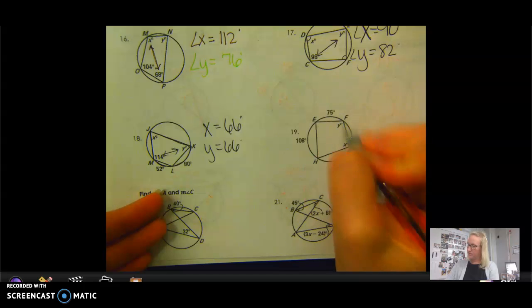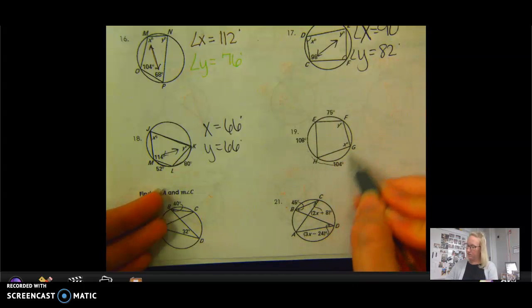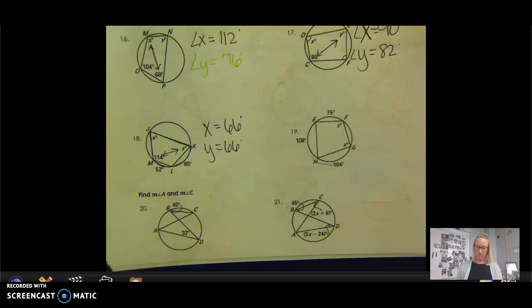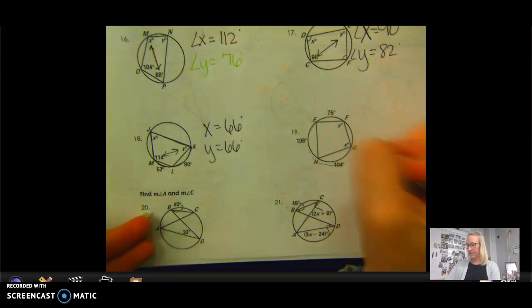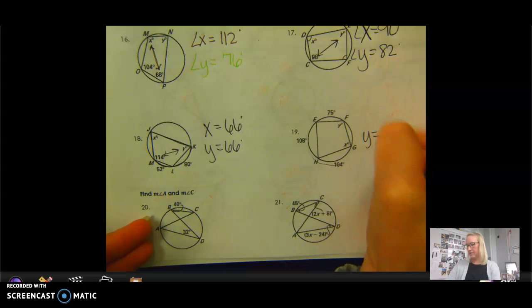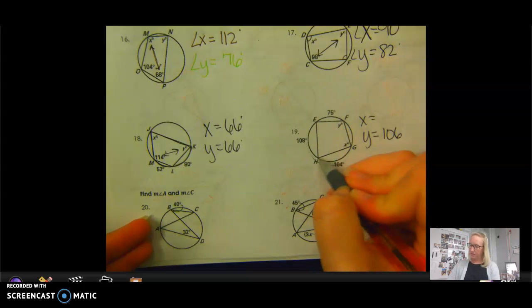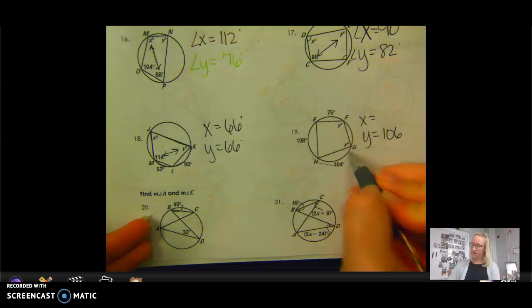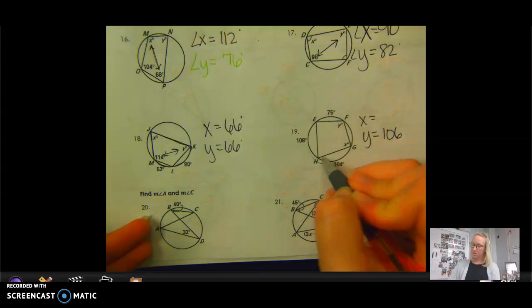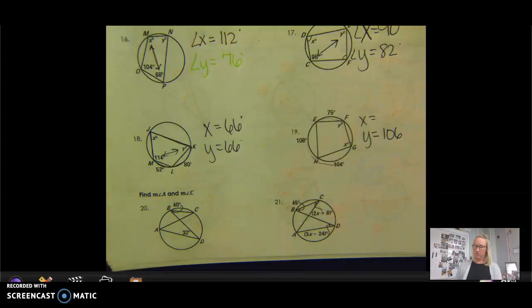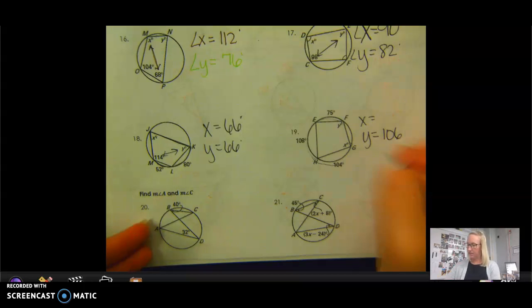Next, Y is made from adding E to H to G, so the 108 plus 104, but then dividing that by 2 to go backwards to the angle, and I get Y equals 106. Then X, same idea, we're going to add 108 and 75 because that inscribed angle opens up to that arc. So 108 plus 75, but then I'm going to divide that by 2, and I get 91.5, and those are all degrees.